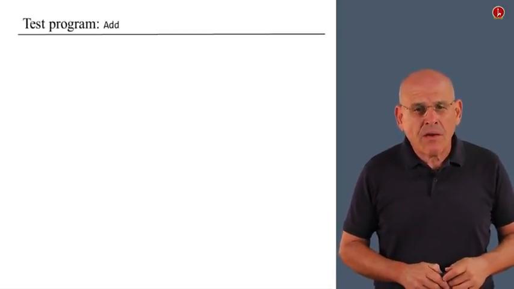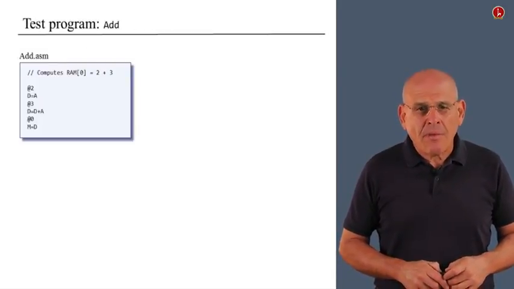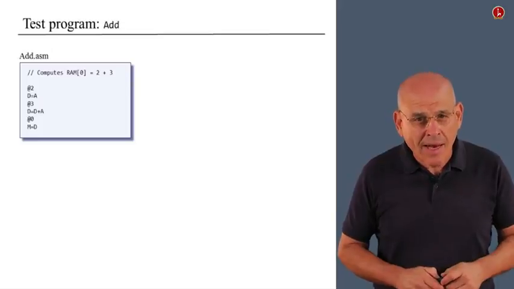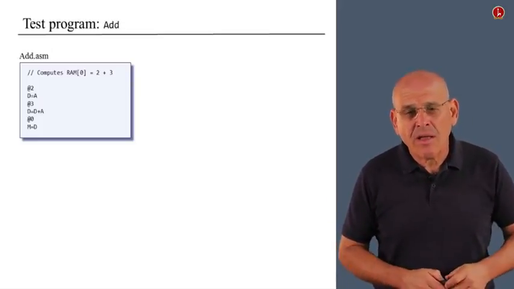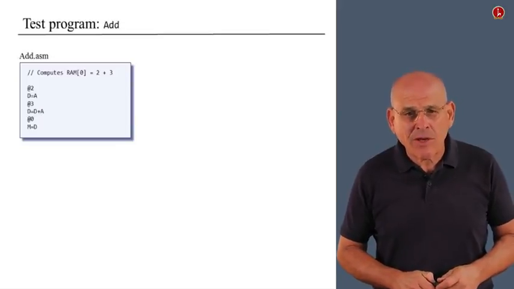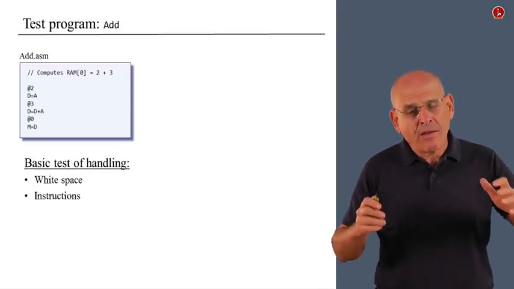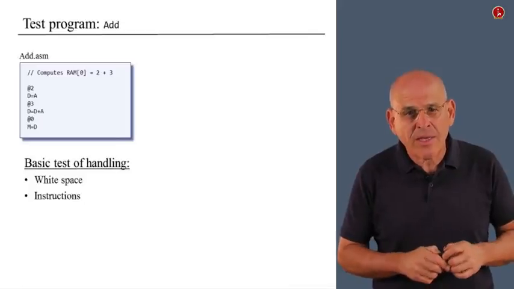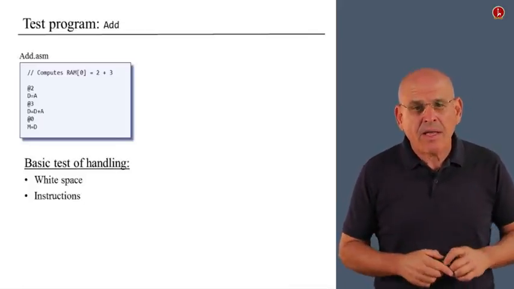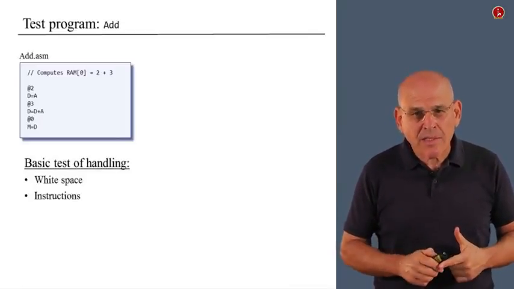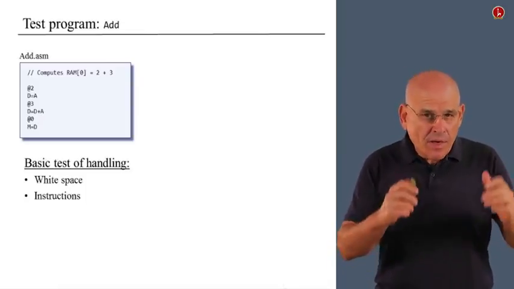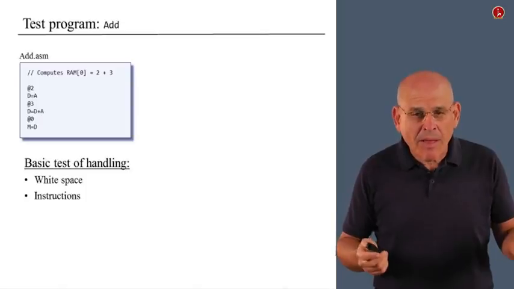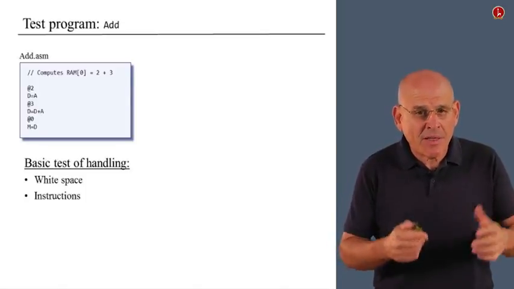All right, so here's the add program. The add program is a very simple Hack language program. It contains no symbols. It's just a few A and C instructions, and it is designed to verify that your assembler can handle white space and instructions. That's it.